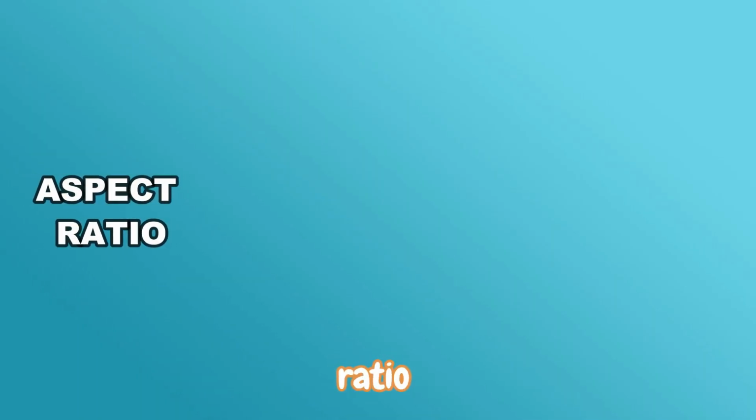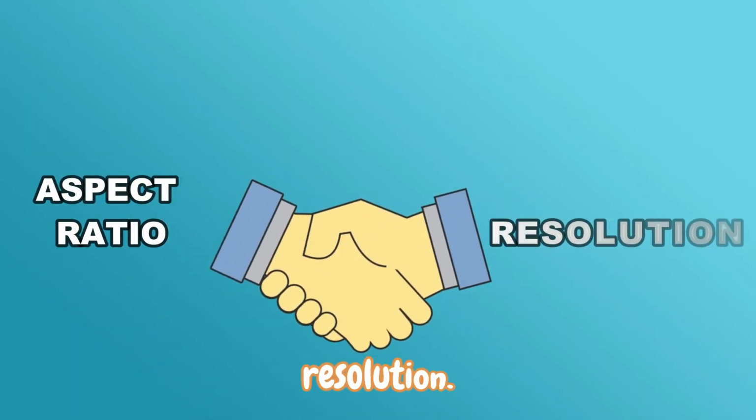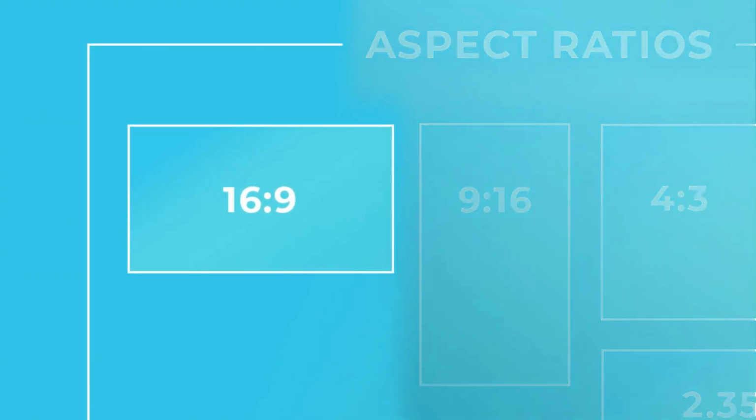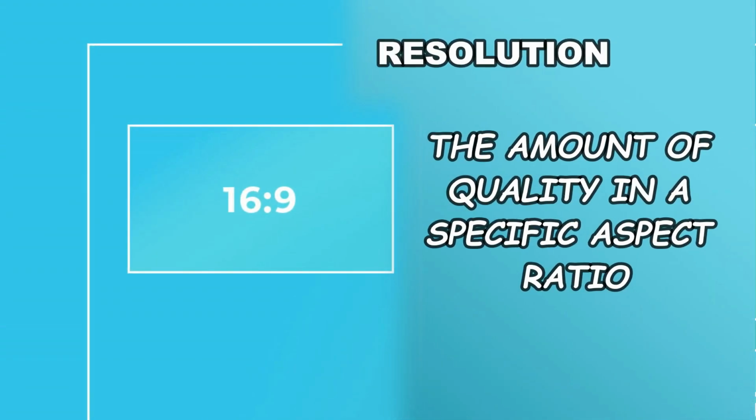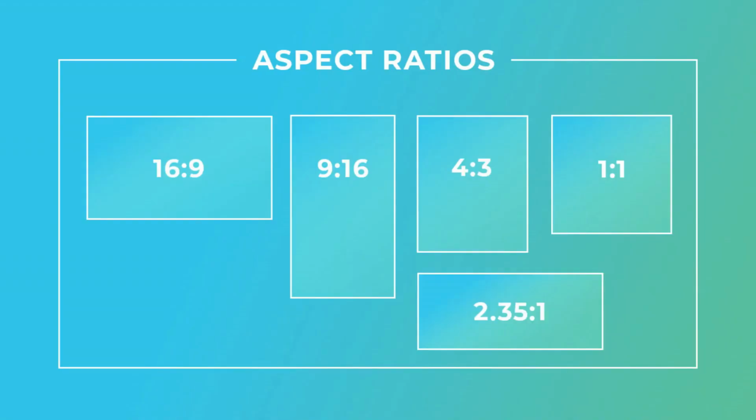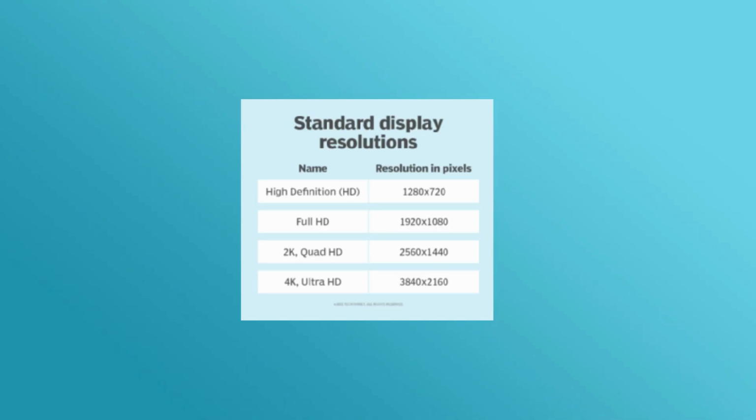The aspect ratio works together with the resolution. While the aspect ratio shows what type of video it is, the widescreen, the vertical, and so forth, the resolution is the measurement of the amount of quality of that video in that particular aspect ratio. Just to make it simple for you, after you choose the type of video that you want, whether you want this or this, on resolution, you are now choosing the amount of quality that you want that video to have. I think you're understanding something.